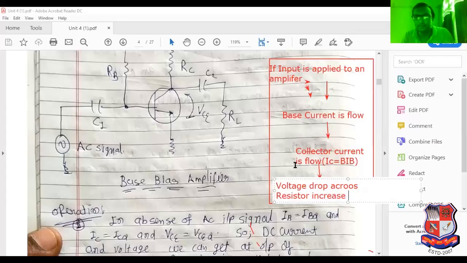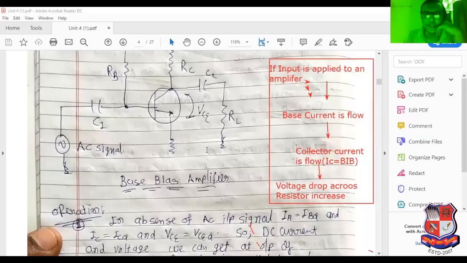See, this is the main concept. Input signal is applied, then base current flows, then collector current flows, and due to collector current we get the voltage drop across the resistor. So this is the basic fundamental for the common emitter amplifier. Be carefully prepared.